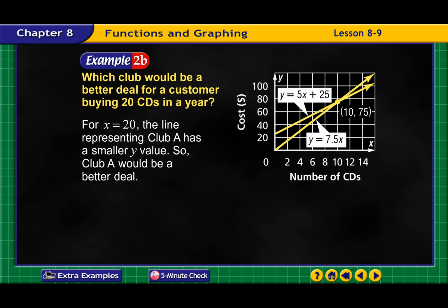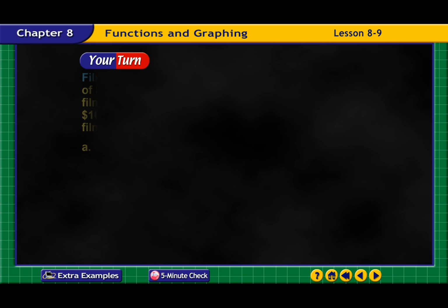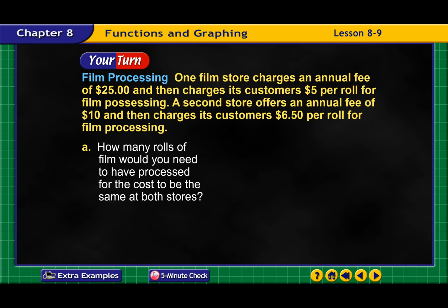So for X, we're going to make X equal 20, representing that Club A has a smaller Y value. So Club A would be a better deal, the one that ends up being lower over time. All right, your turn, go.